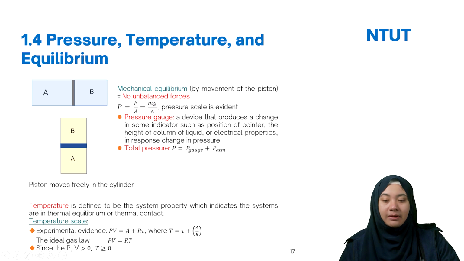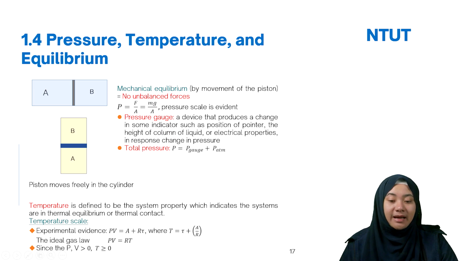Temperature is defined as a system property which indicates the systems are in thermal equilibrium or thermal contact. For example, we can calculate here based on the experiment, PV equals A plus R tau. If you remember the ideal gas law, PV equals RT. So the temperature we can write as tau plus A divided by R. A and tau are some constants from the experiment results. So you can prove that the ideal gas law is correct, PV equals RT.